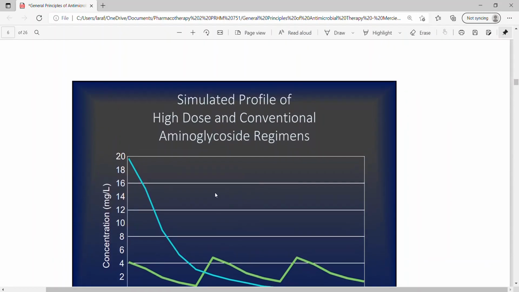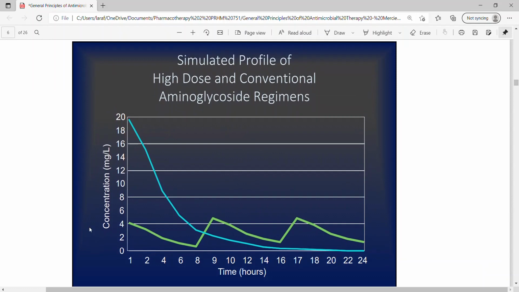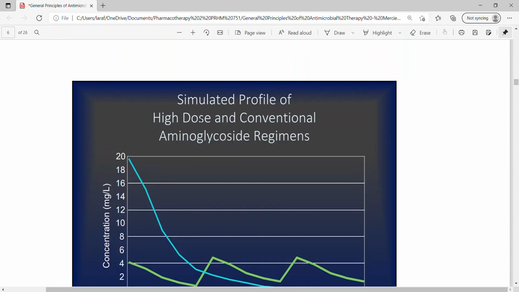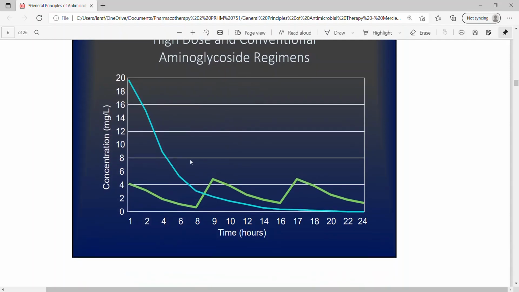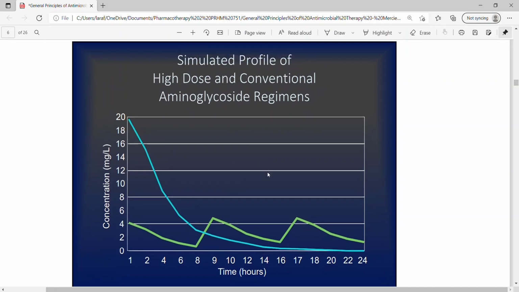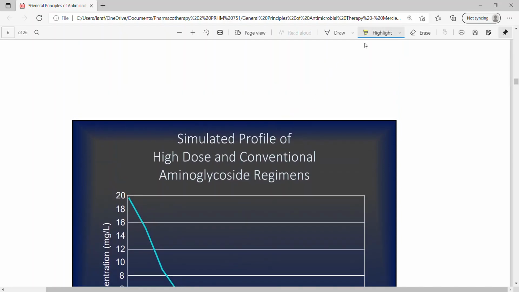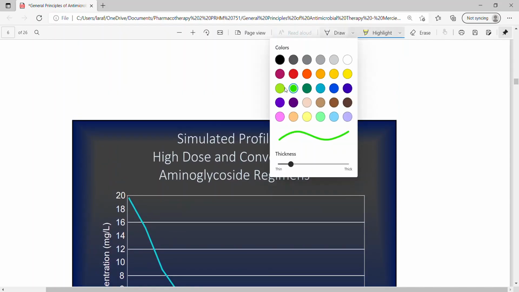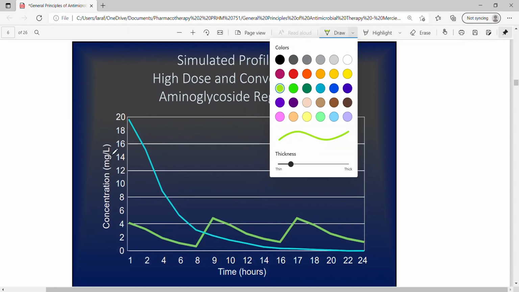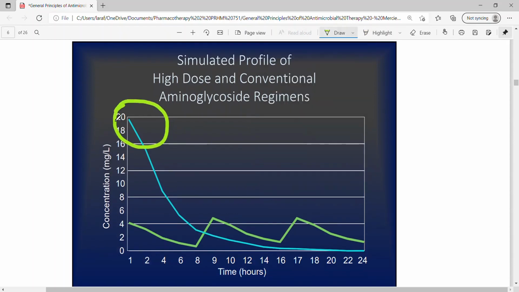This is showing you basically, this is a simulated profile. This is the high dose versus conventional dosing for aminoglycosides. So high dose meaning that you give one dose and it reaches this concentration at once. This is a really high dose. So when you give the dose, it reaches this 20, let's say 20 milligrams per liter, which is just an example, but let's say that this is the high dose.